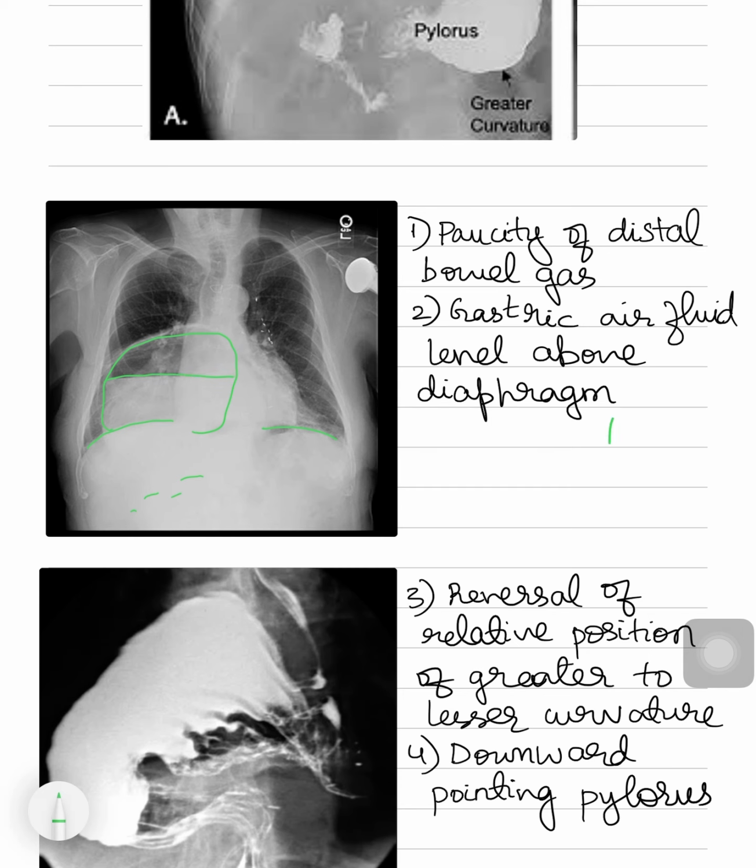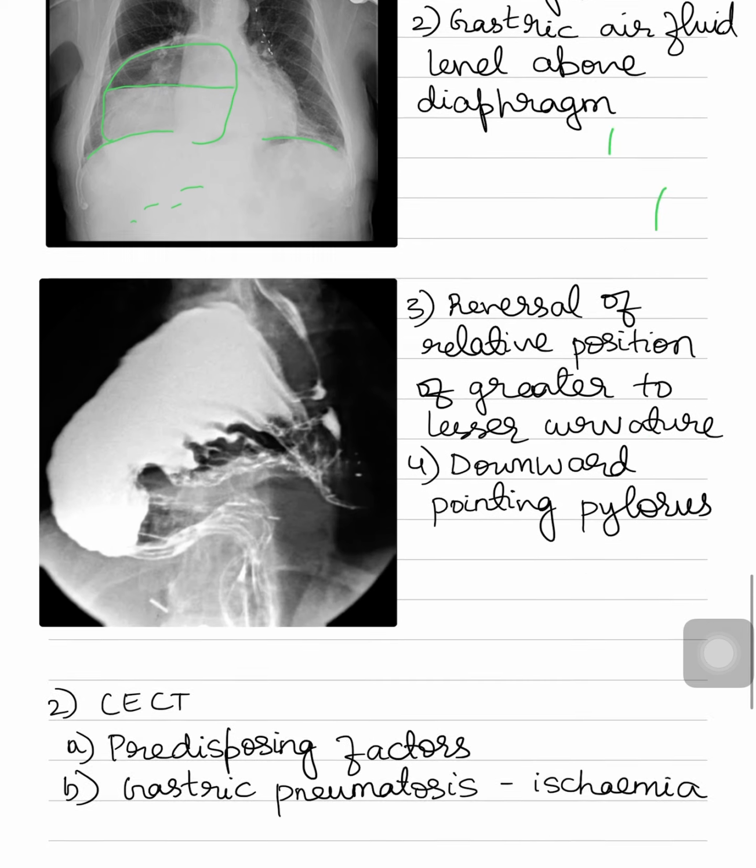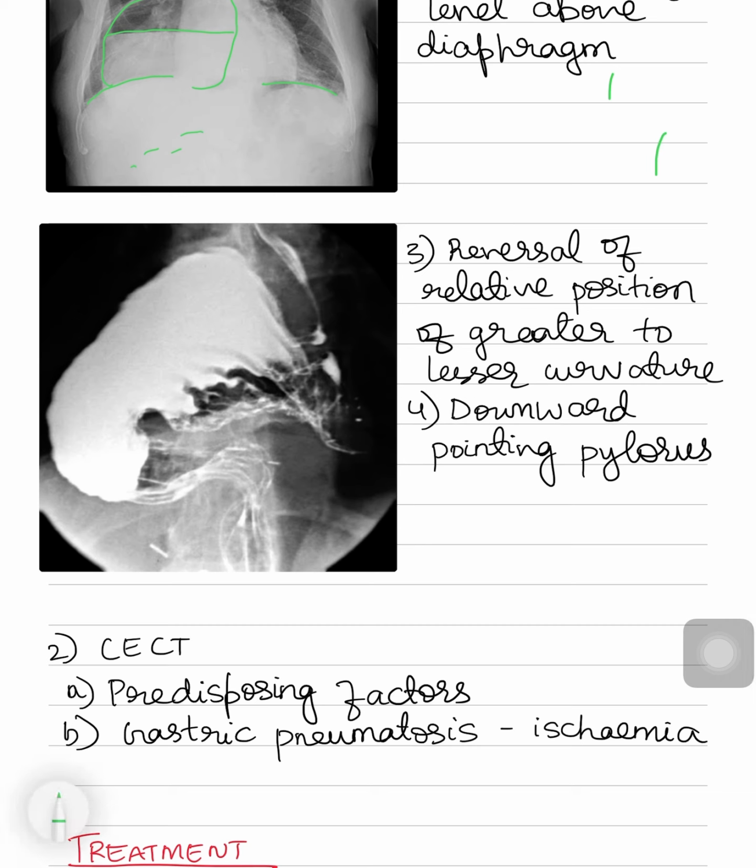And the next thing is reversal of the relative position of the greater and lesser curvature. You know, this is the greater curvature which has to be lying down here, so there is a relative transposition of the greater curvature and the lesser curvature. And the pylorus is normally pointing upwards, but here you can see the pylorus is pointing downwards.